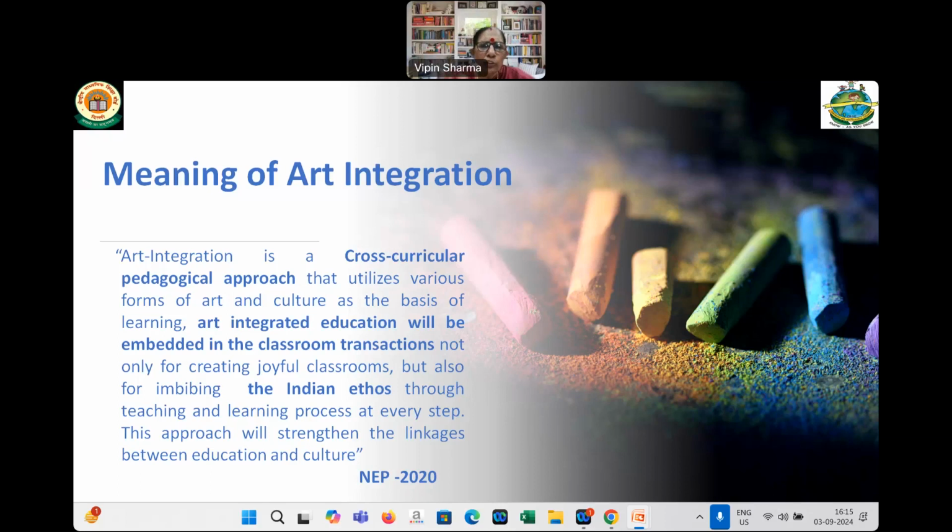Well, now you can ask me, what is a cross-curricular pedagogical approach? It means it is not only a period allotted for art education. No, it is how art is to be embedded in various subjects. It can be embedded in mathematics, Hindi, English, languages, science, all over.